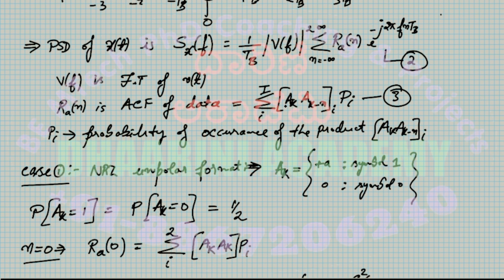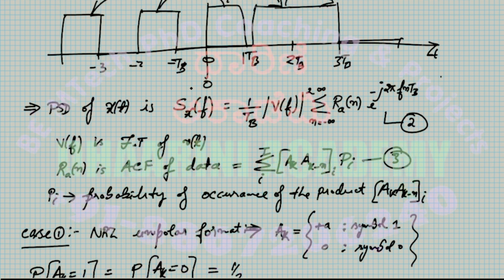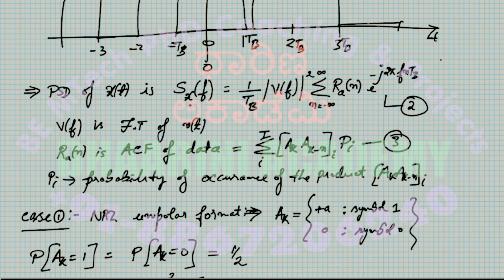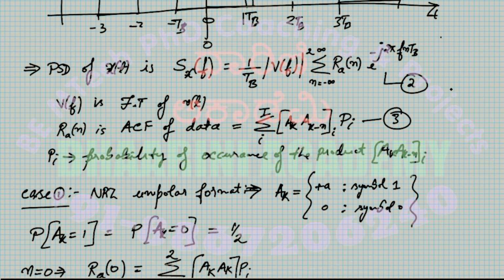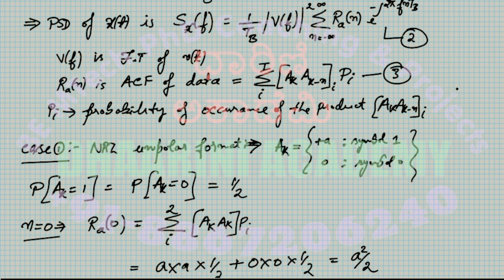So all the parameters are now defined. Ultimately, if you want to calculate the power spectral density, I just have to use equation number 2 and substitute the various parameters such as V of f and Ra of n over there. Once you put those values and simplify, you get the required answer. Is it okay? All right.